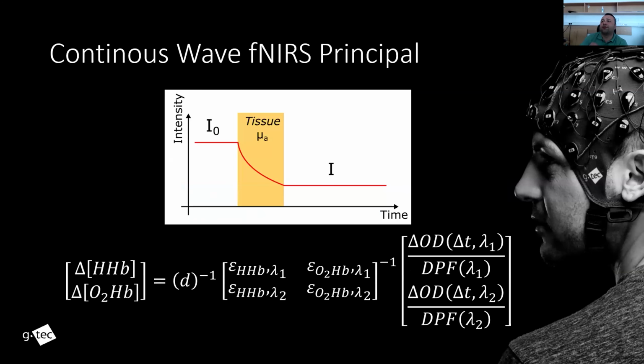At this moment, there are 3 modalities for functional near-infrared spectroscopy. The first one is continuous wave. The second one is frequency domain and the third is time domain. In today's demo, we will use the continuous wave technique that uses light sources with constant frequency and amplitude.